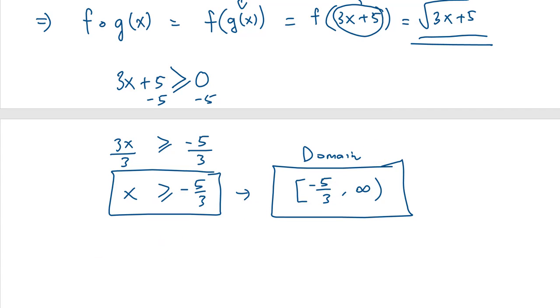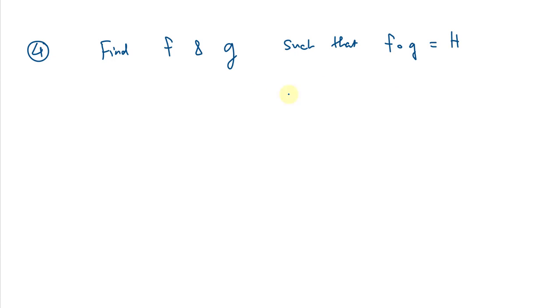Next question, number 4. This one, they ask you to find the function f and function g such that f composite with g is equal to the big function h, given h of x to be x squared plus 15 to the power of 3.